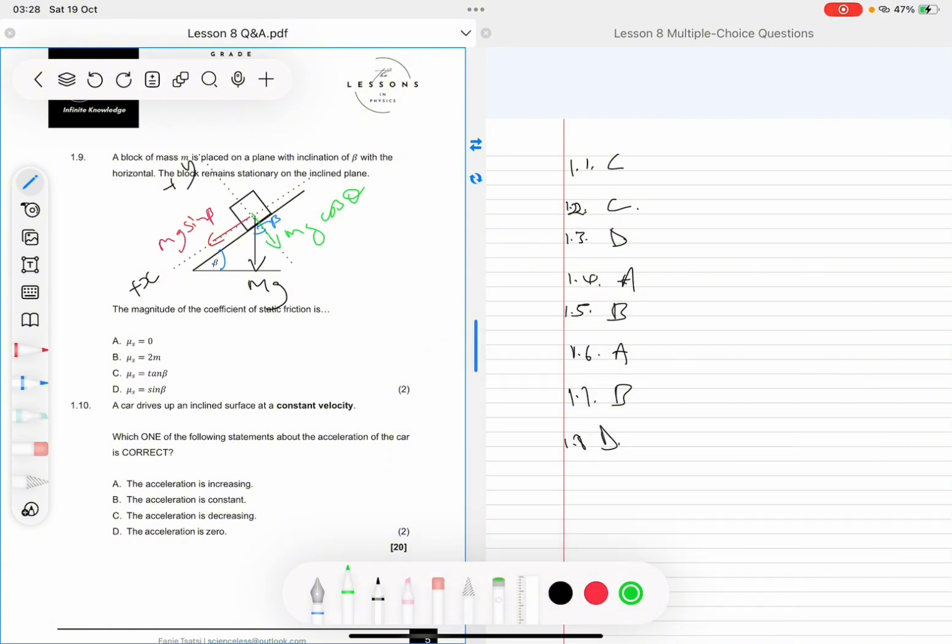Now, for this object to remain stationary on top of the incline, it means there must be the force of friction, right, that prevents this block from going down.